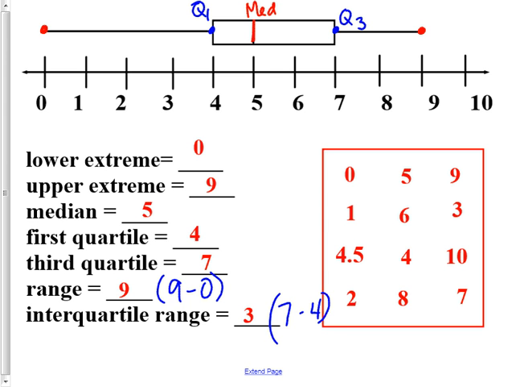Median is 5, represented by that line that goes down the middle of the box. First quartile is 4, represented by the left side of the box. Third quartile is 7, represented by the right side of the box.